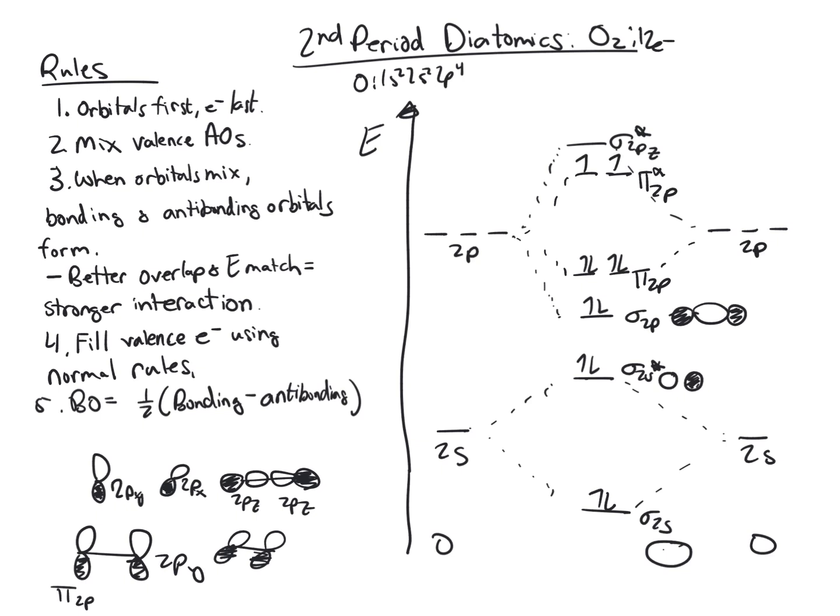12. Thinking about the magnetic properties, we have these 2 unpaired electrons. That's the huge difference with valence bond theory. We have these 2 unpaired electrons, which makes this paramagnetic, which matches experiment.